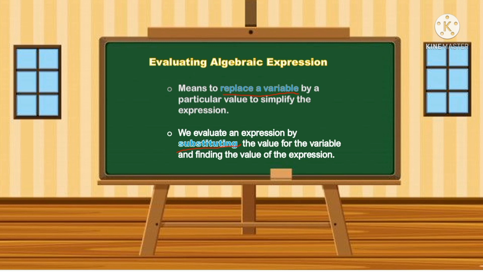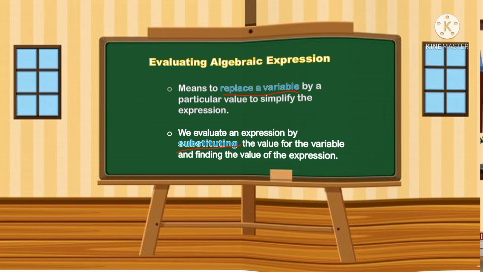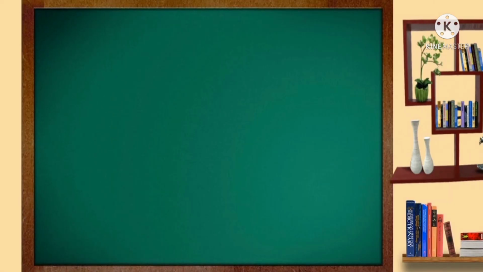So let's have some examples. For example, evaluate the following. Remember that for our variables, the value is given, so don't be confused, because our variable has been given a specific value.